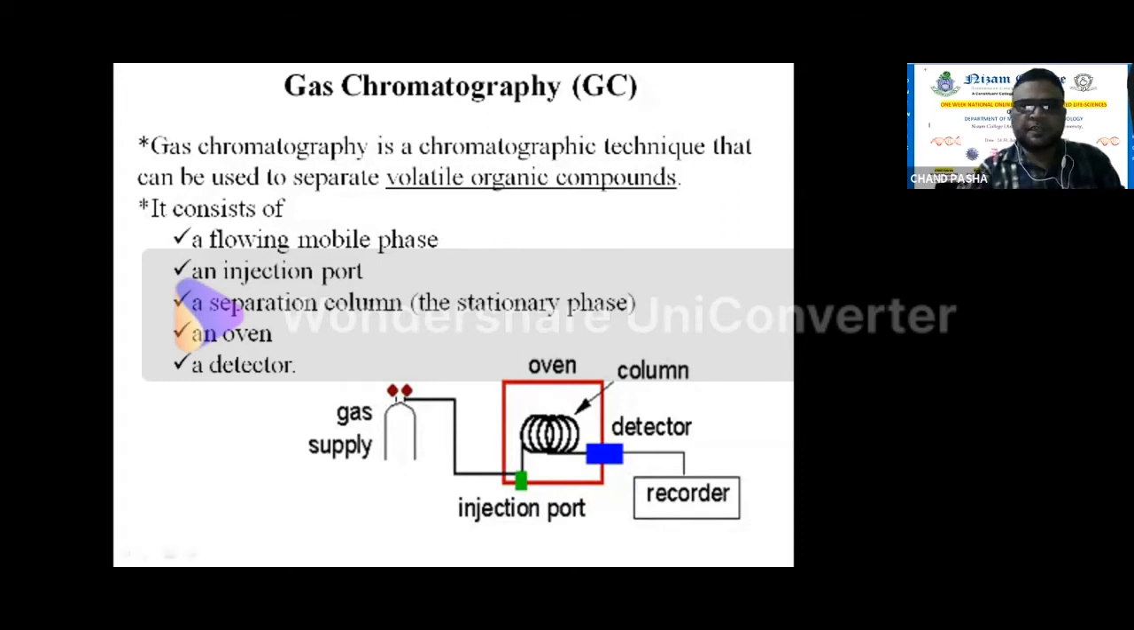And a detector follows. Whatever molecules are there will be separated based on mobile phase and stationary phase interactions, and they will enter the detector, and the detector will send the information or signal that it has acquired to the recorder.